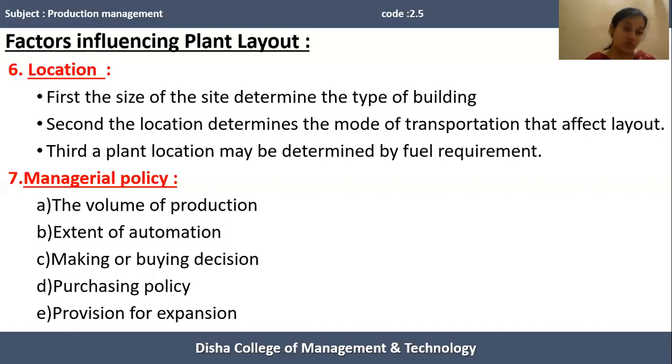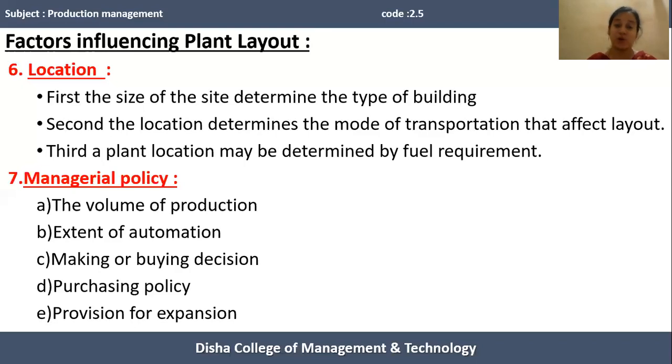The last factor he has to consider is the managerial policy of the organization. While designing the layout of the plant, he has to consider various objectives and policies of the organization. What are the policies of the organization? Generally, the volume of production, meaning what quantity of production the organization requires. If the management requires a high volume of production, then the production manager should install machines which have the capability to produce more quantity of goods.